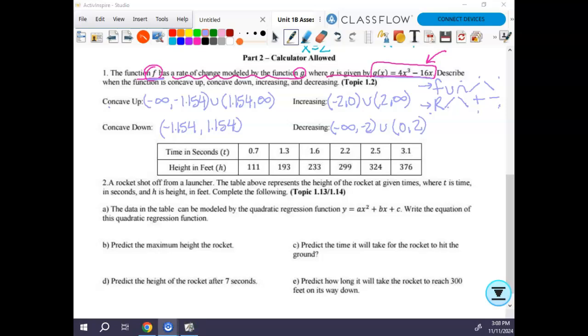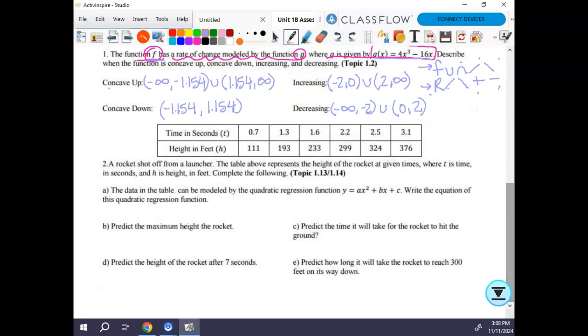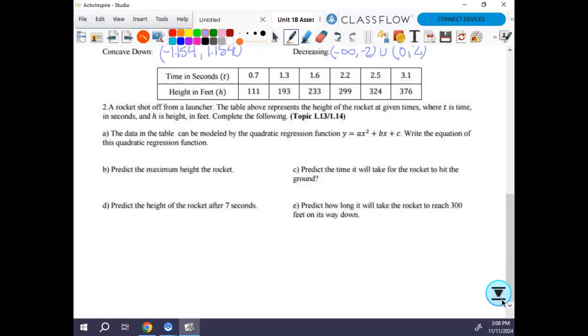All right, next one, last one. Time in seconds and height in feet. So a rocket shot off from a launcher. The table above represents the height of the rocket given in times, where t is time in seconds, h is height in feet. And it says it right here, so that's good to know. Complete the following. The data in the table can be modeled by this quadratic, and it tells me quadratic regression. Write the equation of the quadratic regression function.